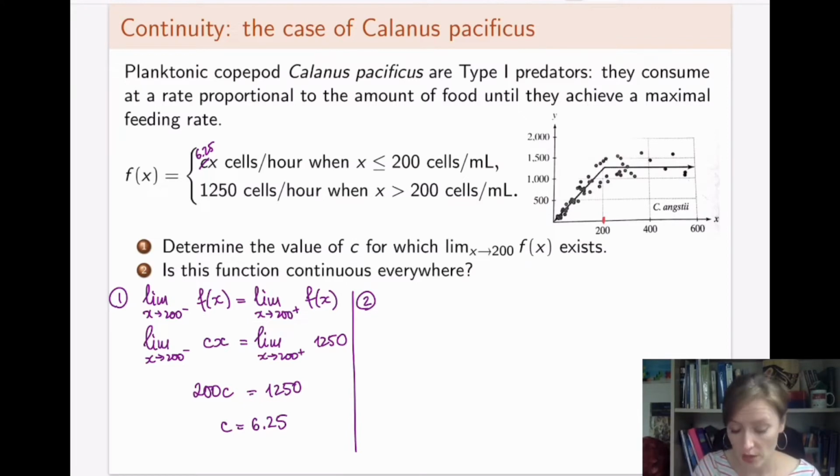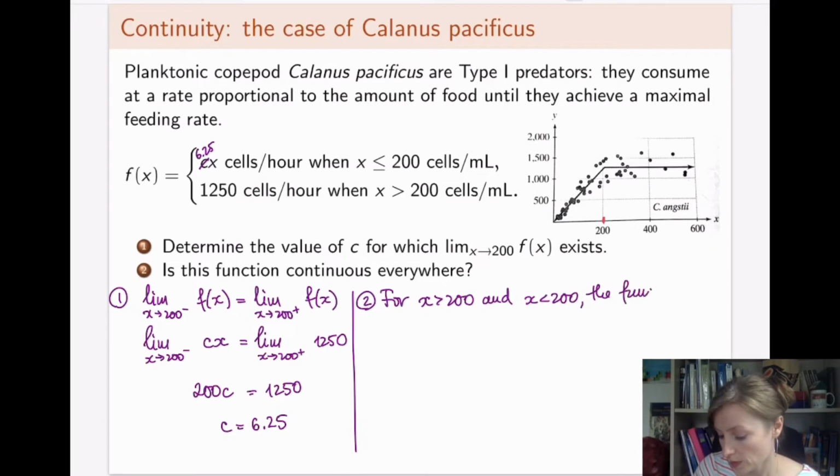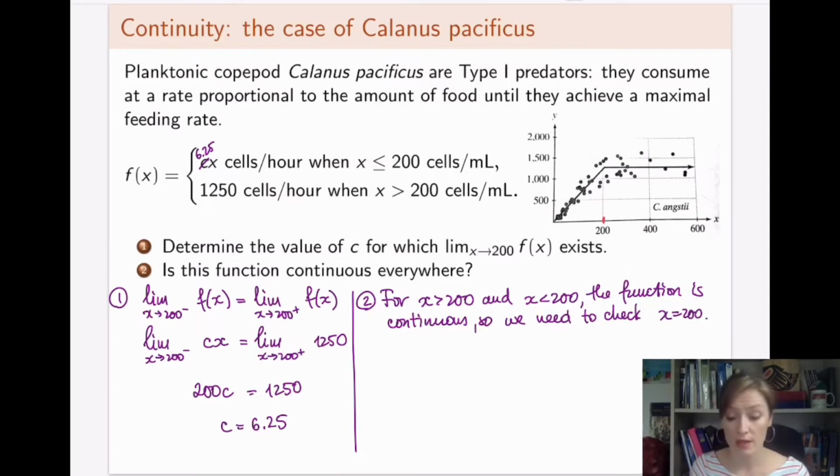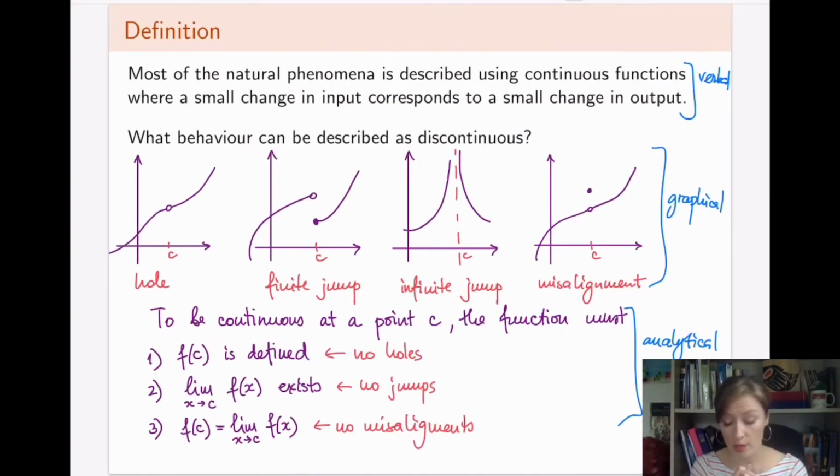Okay? So the first thing you have to state though is that for all values bigger than 200 and less than 200, the function is continuous, which means that we only need to check the actual point at 200. So we need to check x equals 200. And the way we check that is based on our definition of continuity from a couple of slides ago. So in order to check that the function is continuous at some point, we actually do need to go through the motions of checking the three things that we've identified here.